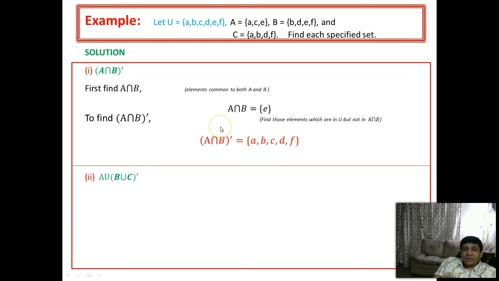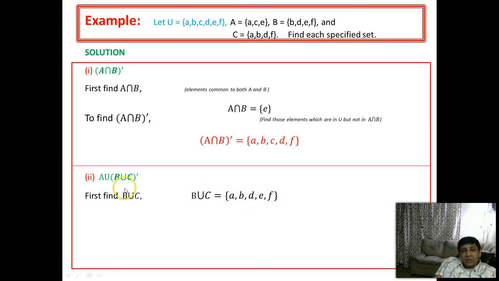Okay, now this part is different. In this part we are dealing with three sets. We have to find A union (B union C) complement, the complement of the whole thing. We will start working with the innermost region. So first we need to find B union C. Combine B and C, so it will come out to be A, B, C, D, E, F.